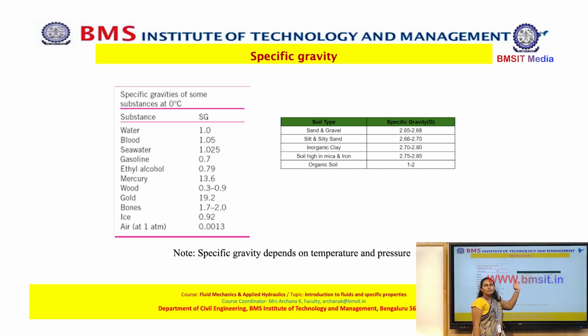If you want to look at some of the construction materials in civil engineering and their specific gravity, we have sand and gravel varying from 2.65 to 2.68, and we have organic soil between 1 and 2. Remember, specific gravity doesn't have any unit, it is just a constant. And silt and silty sand is ranging between 2.66 to 2.7. These are some of the common values of specific gravity.